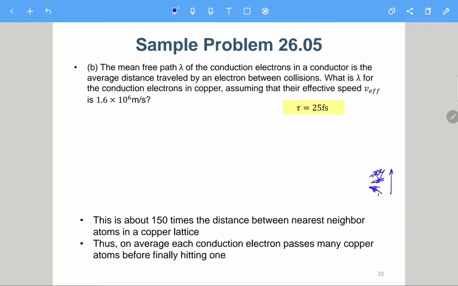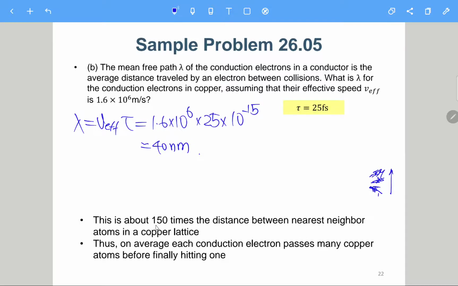So in this case, we consider lambda to be v effective times tau. So it is like 1.6 times 10 to the 6th power times 2.5 times 10 to the minus 15, which is 4 nanometers.